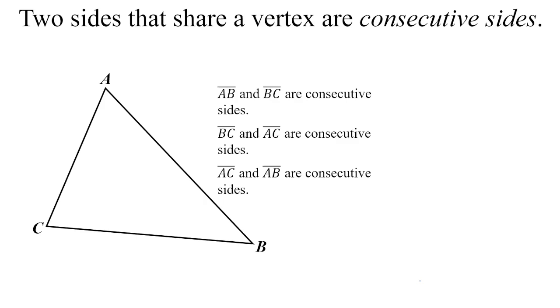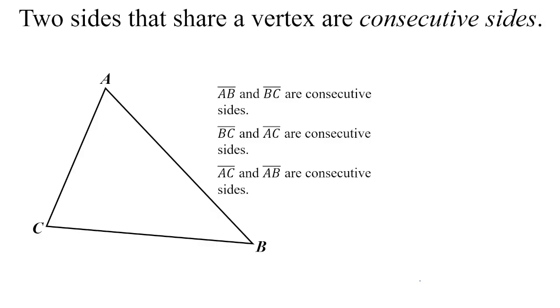Two sides that share a vertex are consecutive sides. So if you look at segment AB and segment BC, they share B as a vertex. Segment BC and segment AC are consecutive sides, and as you can see, they share C as a vertex. Segment AC and segment AB are consecutive sides because they share A as a vertex.